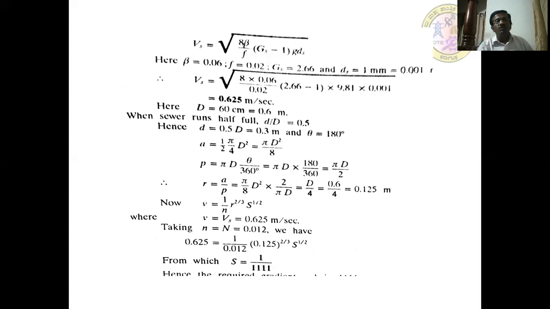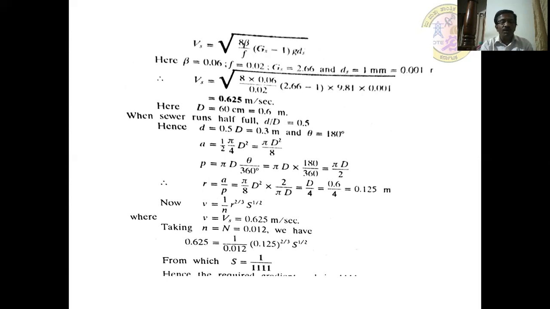So Vs equals square root of 8 beta by f into (Gs minus 1) into g into ds, and we know beta equals 0.06, f equals 0.02, and specific gravity is 2.66 of the solids, and the size of the particle is 1 mm, or substituting in meters, 0.001 meter. Substituting, we get 0.625 meter per second as the self-cleaning velocity for the given data.